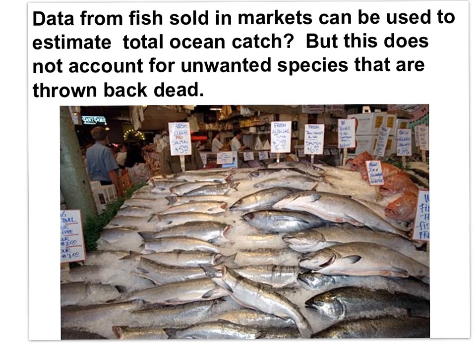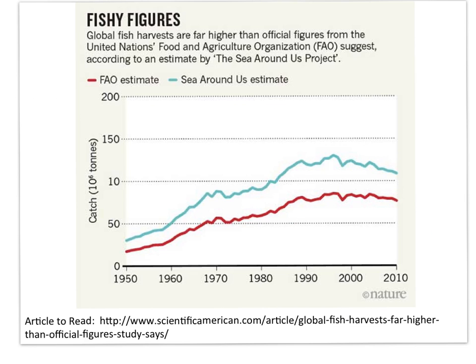Data from fish sold in markets can also be used to estimate total ocean catch, but this does not account for unwanted species that are thrown back dead. This graph shows total catch over the last 60 years, and the Food and Agriculture Organization has reported this line, but the Sea Around Us project suggests that the ocean catch is much higher. This is evidence that open ocean fishing is not operating in a sustainable manner.